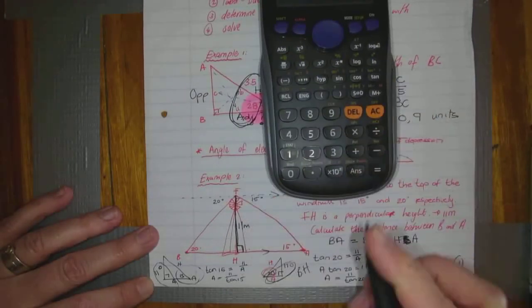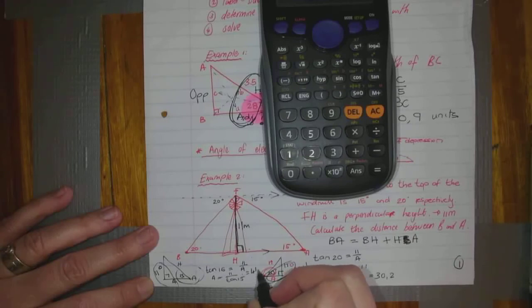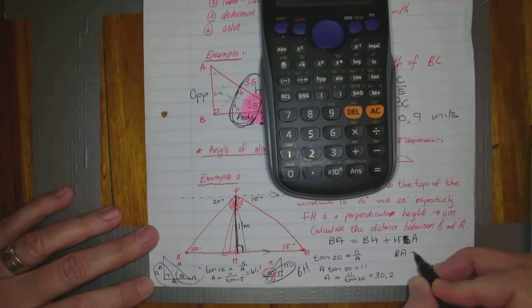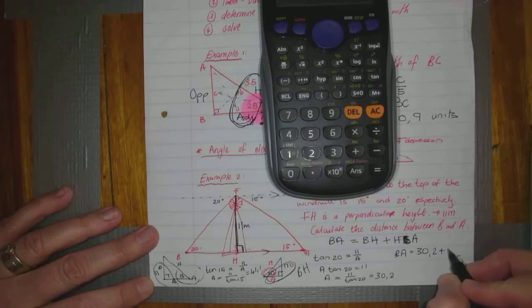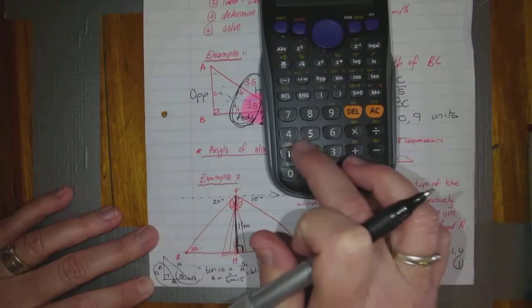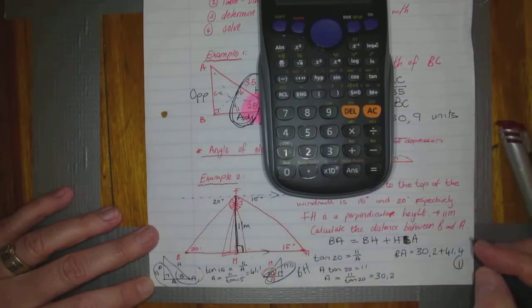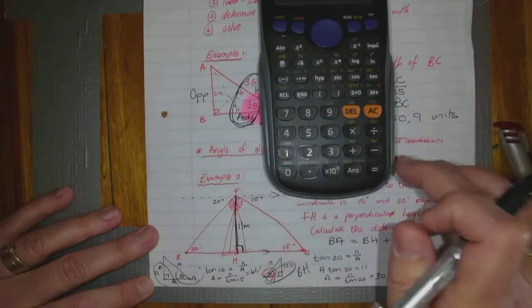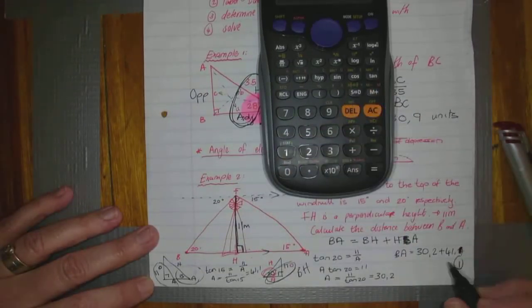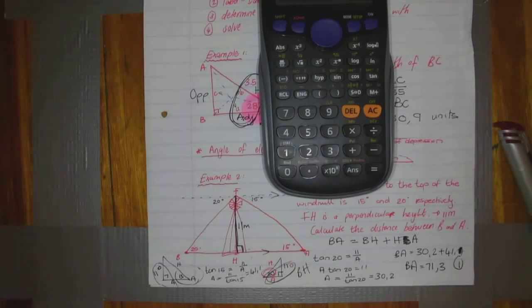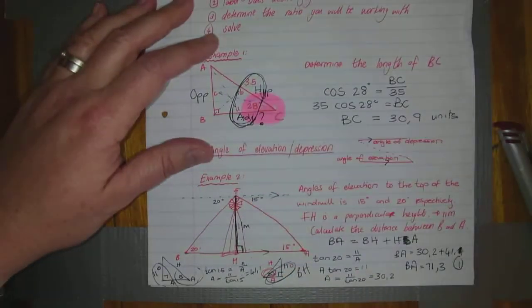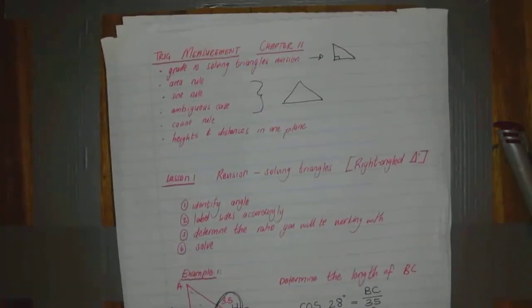So that works out to be 41,1. So BA is 30,2 plus 41,1. 0.1, sorry. And you will get BA has a length of 71,3. Okay, depending on what your instruction will be. Right.